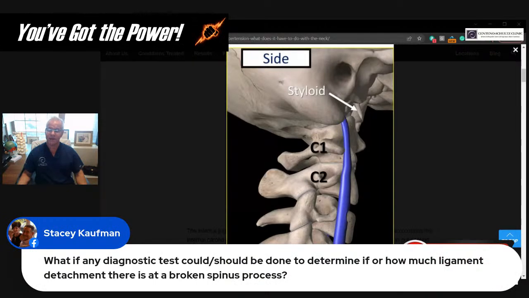Stacy, what, if any, diagnostic tests should be done to determine if or how much ligament detachment there is at a broken spinous process? Yeah, Stacy, I think we discussed that before. Really, the best thing to do would probably be an ultrasound in the office, simply because when we're doing an MRI, frequently the slice thickness is too thick to be able to really dial into what's going on with an individual spinous process. So we could get an MRI with a really thin slice thickness, but it's probably just easier to do an ultrasound in the office to see what's going on at that exact spot.